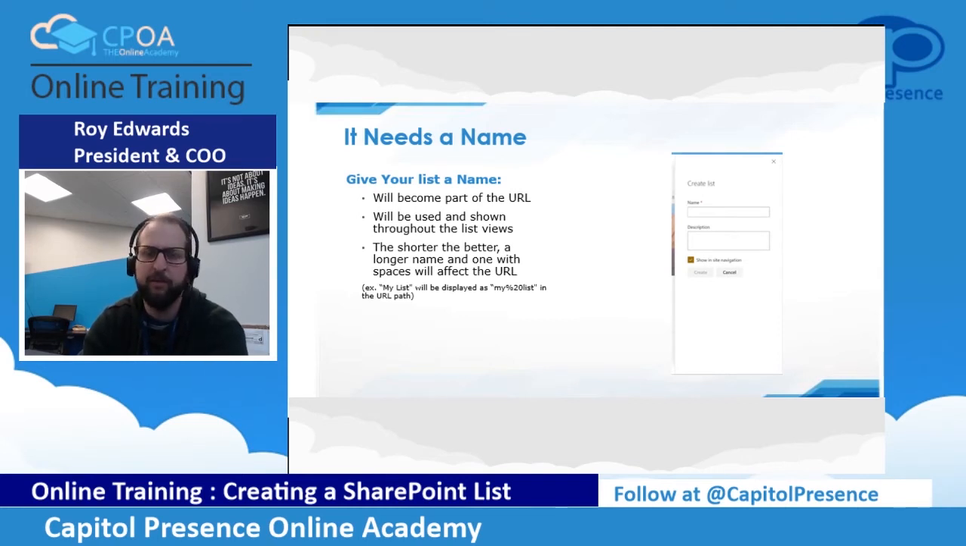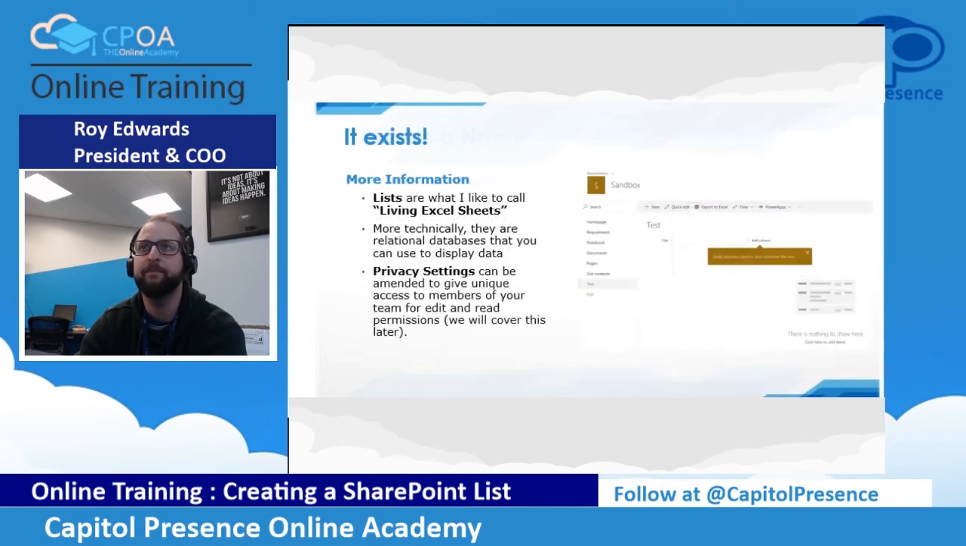And it's always important to keep in mind the best practice of the shorter the better. The longer your name, the longer the URL, and also keep in mind those spaces that we talked about, where if you name something my space list, it will be displayed as my percentage 20 list, as SharePoint reads a space bar as percentage 20. So to get rid of that percentage 20, you can name it my list and then go in and change the URL, or you can just put it all together in one word. So now it exists. It's as simple as that.